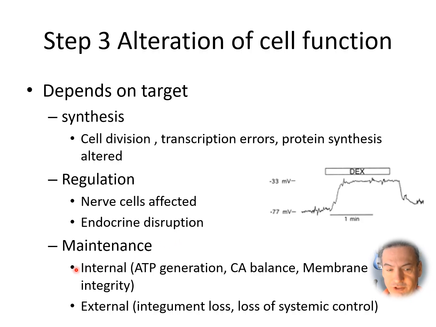Now you can also have changes to internal maintenance. Changing ATP generation. Just think about the mitochondria example that I showed you in the last one. Also messing with calcium balance. Calcium is used in your body for a number of different things, including triggering your muscles to fire off, triggering your nerves to fire off, and moving calcium across the membrane in places like your lungs and other mucous membranes to move water. So by messing with calcium balance, you can really mess with an organism.